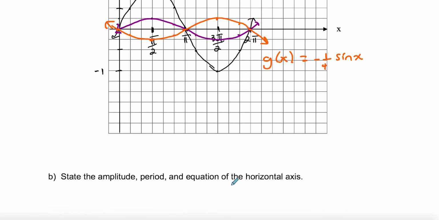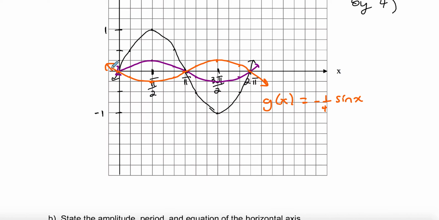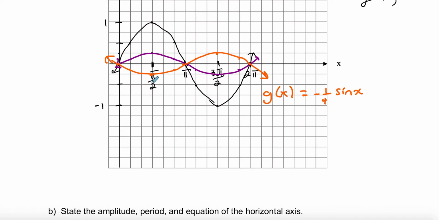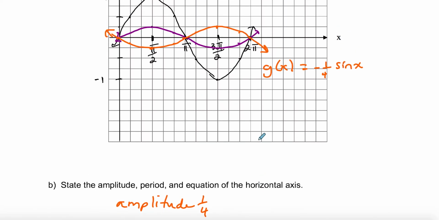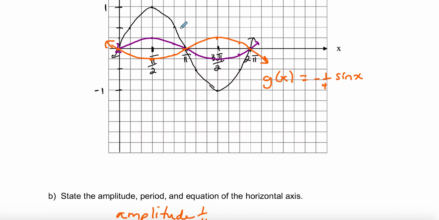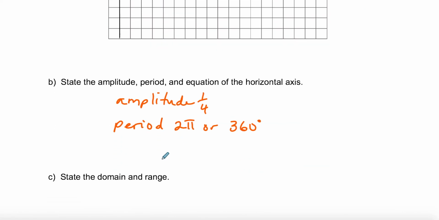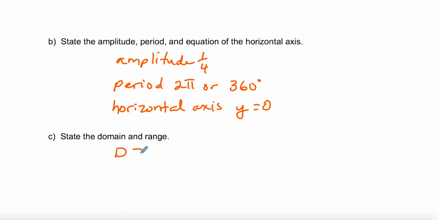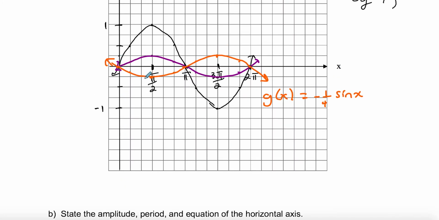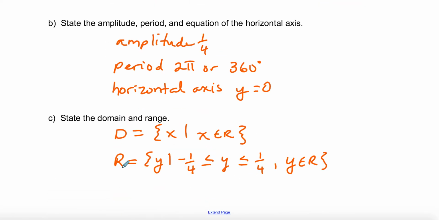State the amplitude, period, and equation of the horizontal axis. So the amplitude, it doesn't matter that it's reflected, we still have an amplitude of only 1/4. And the period is still 2 pi or 360 degrees. The horizontal axis, we haven't moved this vertically at all, so the horizontal axis is still y equals 0. The domain and range, the domain is the same. The range though, we're only going down to negative a quarter and up to positive a quarter. So the range is the set of y such that y is in between negative a quarter and positive a quarter, and y is an element of all real numbers.